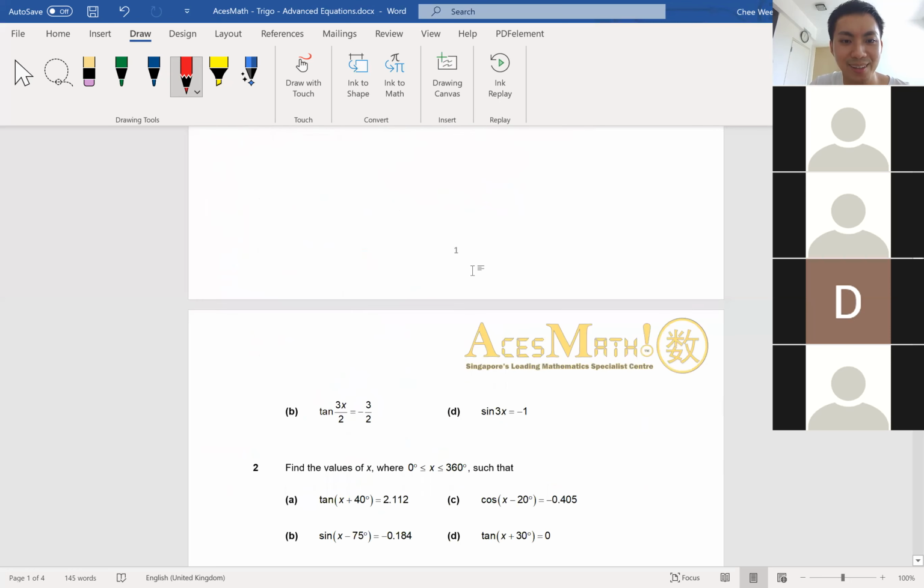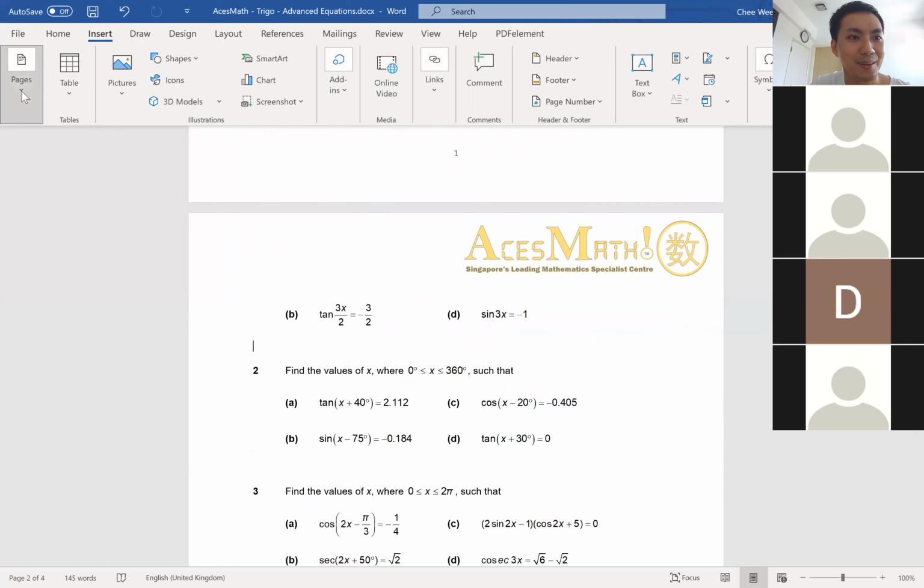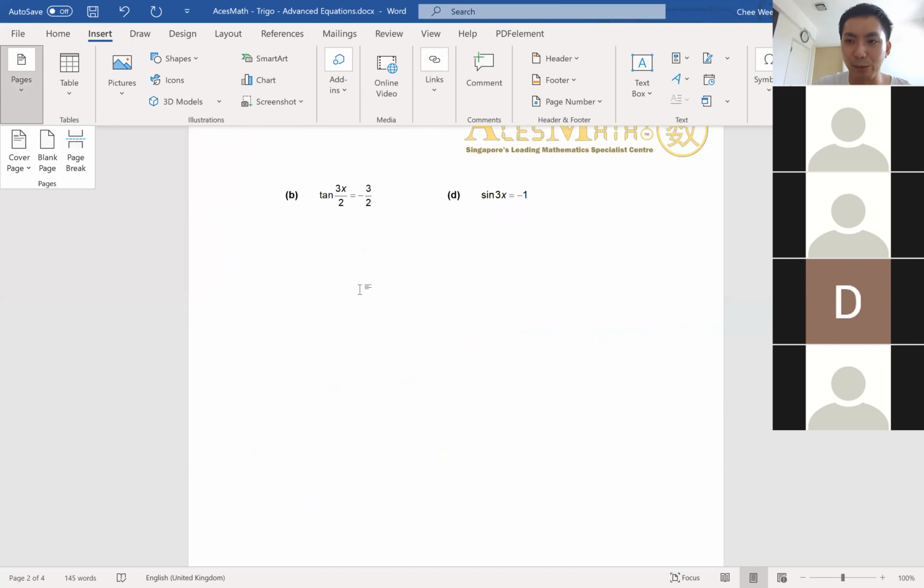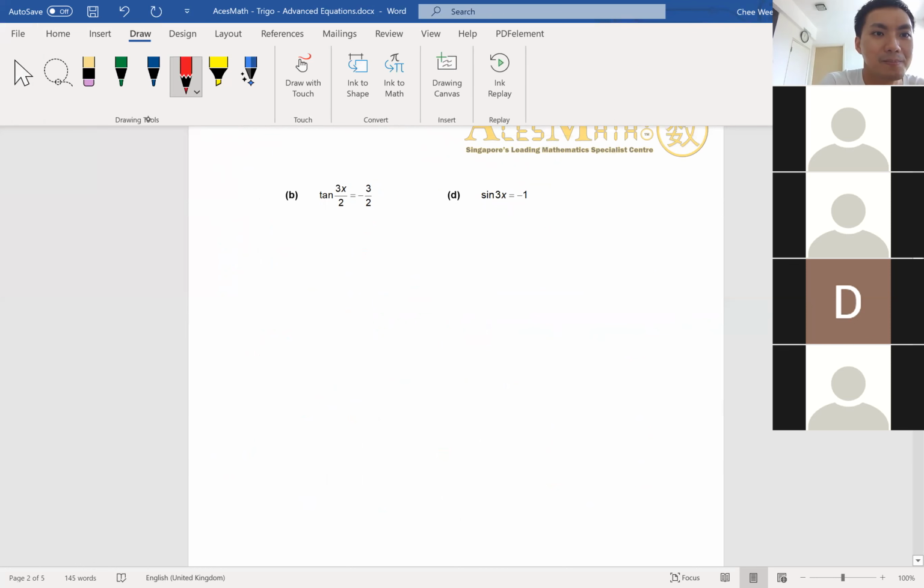Okay, so Yanis, you try the next one. Okay, you try 1B, Yanis. So it's 3x over 2. X is between 0 to 360. So tell me you're working. Try B, right? The 3x over 2 one. Oh, okay. So study the new domain first.